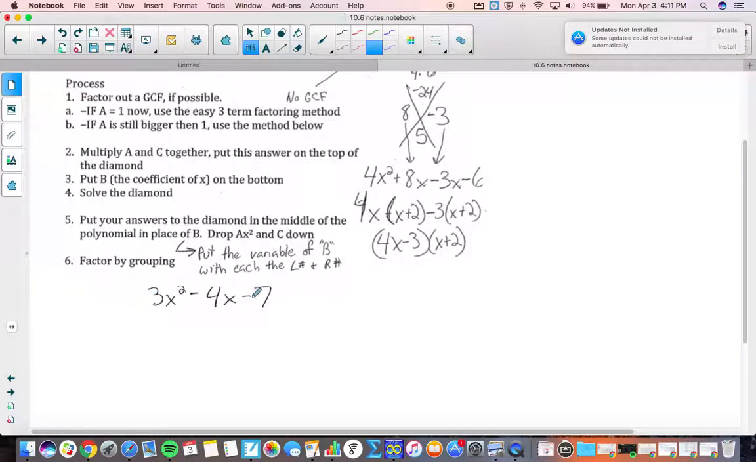Here's our next example. Look for a GCF. Don't see one. Now take your A and C and multiply them together. You get negative 21. We want numbers that add to negative 4. So negative 7 and 3 work.